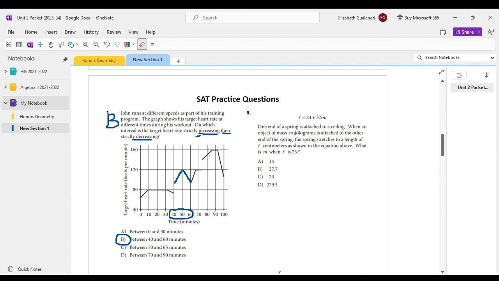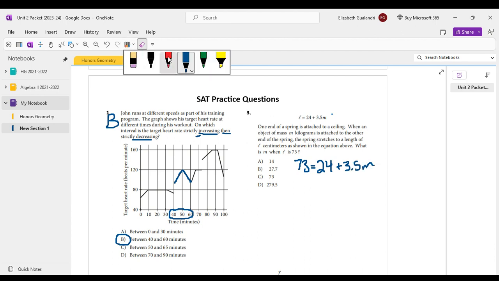When an object of mass m kilograms is attached to the other end, the spring stretches to length L centimeters. So that equation is shown above here. What is m when L is 73? So they give me an L value. I'm going to fill that in for L. So that's 73 equals, and just keep the rest of the equation the same here. And then I'm going to solve that for m.